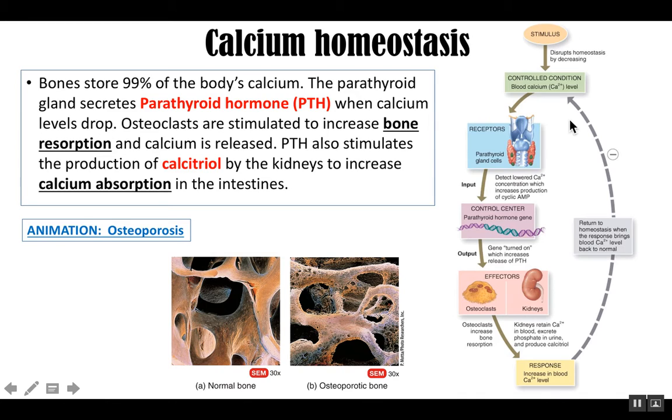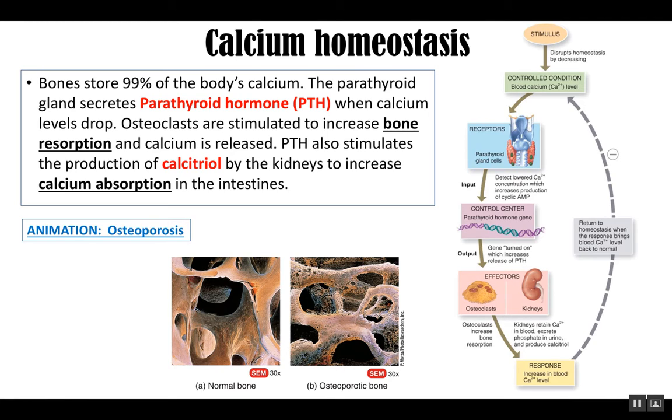Okay, so looking at this path here, we see that the controlled condition is blood calcium. And if blood calcium levels drop, that triggers the parathyroid glands to turn on the parathyroid gene so we can produce more parathyroid hormone. So the home run is knowing what parathyroid hormone does.